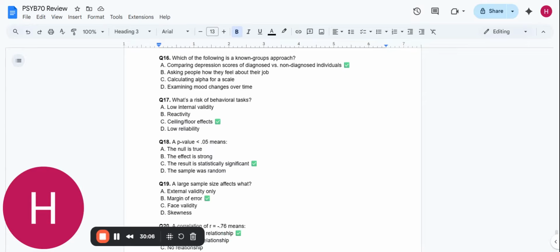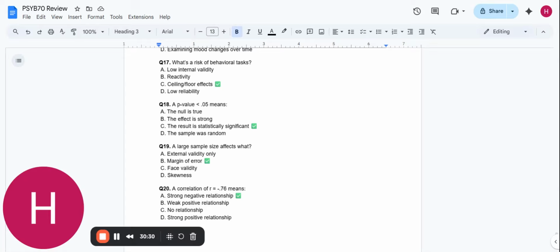Question number 16. Which of the following is a known groups approach? So the correct answer is option A, comparing depression scores of diagnosed versus non-diagnosed individuals. As we covered before, known groups are when we have existing categories and we want to use them to see if our measure can detect the difference or similarities.